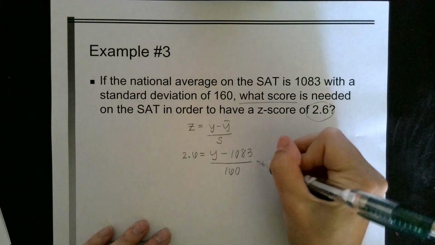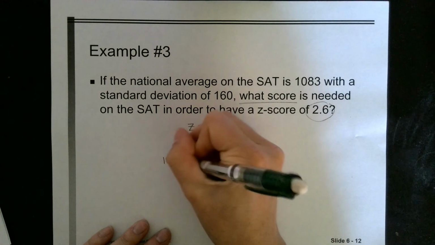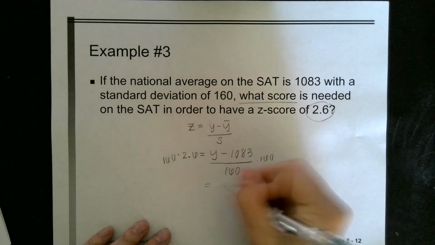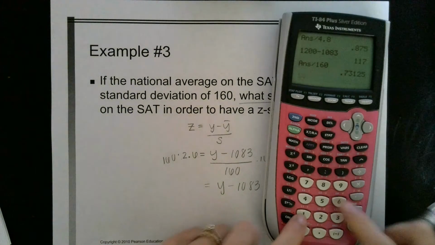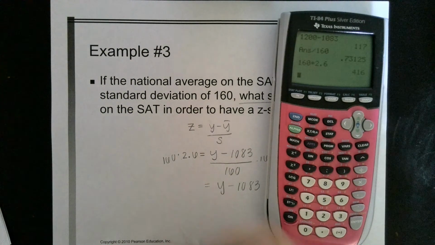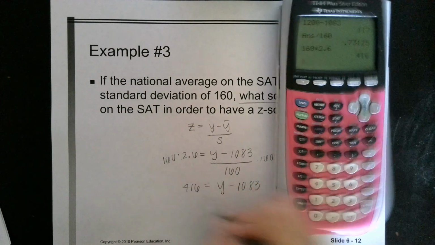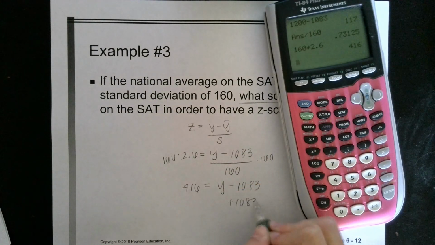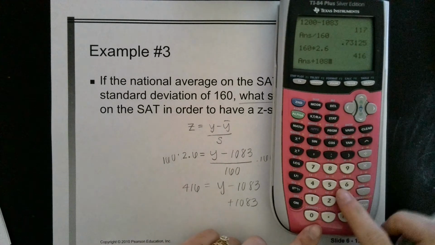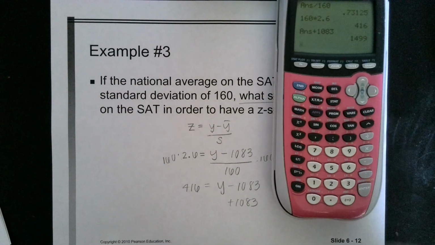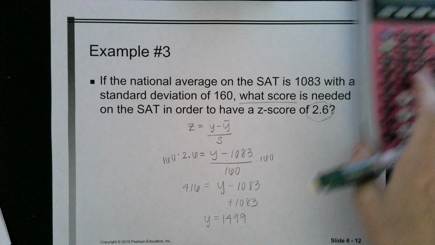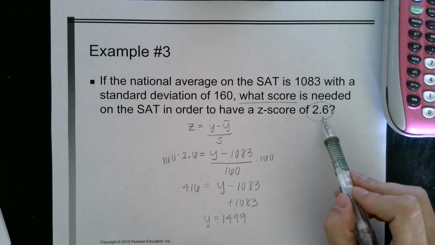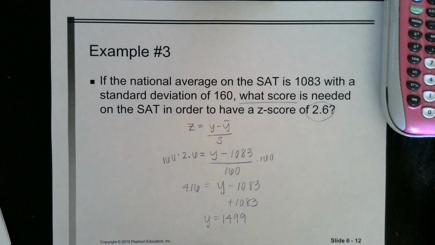As I solve for y, I would multiply each side by 160. So 160 times 2.6, 416. I add 1083. And I see I would need a 1499 on the SAT in order to be 2.6 standard deviations above average.